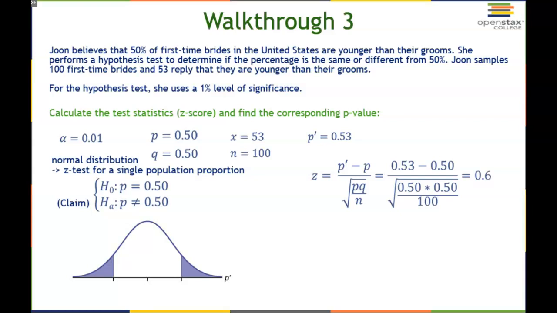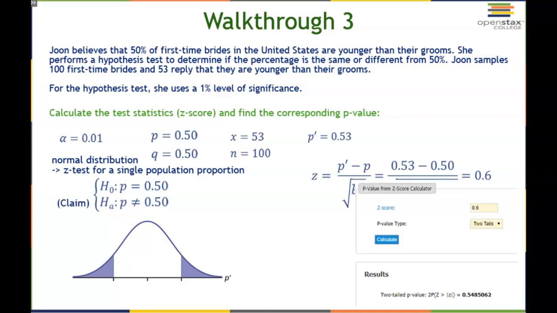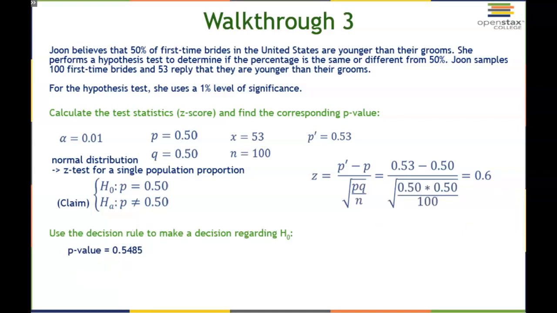Now, using technology, I'm going to take this z-score, plug it into an online calculator and make sure that I have two tails selected. And I get the p-value of 0.5458. Now that we have our p-value, we can make a decision regarding H0. Our p-value is 0.5458. Our alpha is 0.01. Our p-value is larger than our alpha. So p is greater than alpha. So we do not reject H0.